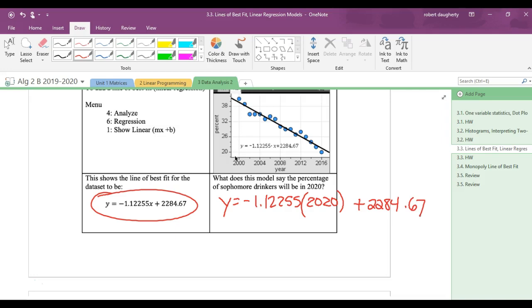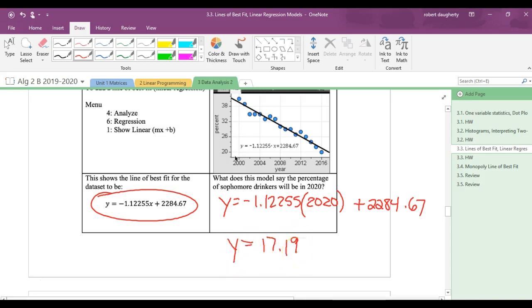Negative 1.12255 times 2020, equals this number right here, plus 2284.67. Is that right? So 2020 times 1.12255, put a negative on that, plus 2284.67. What are you getting? 17.19.